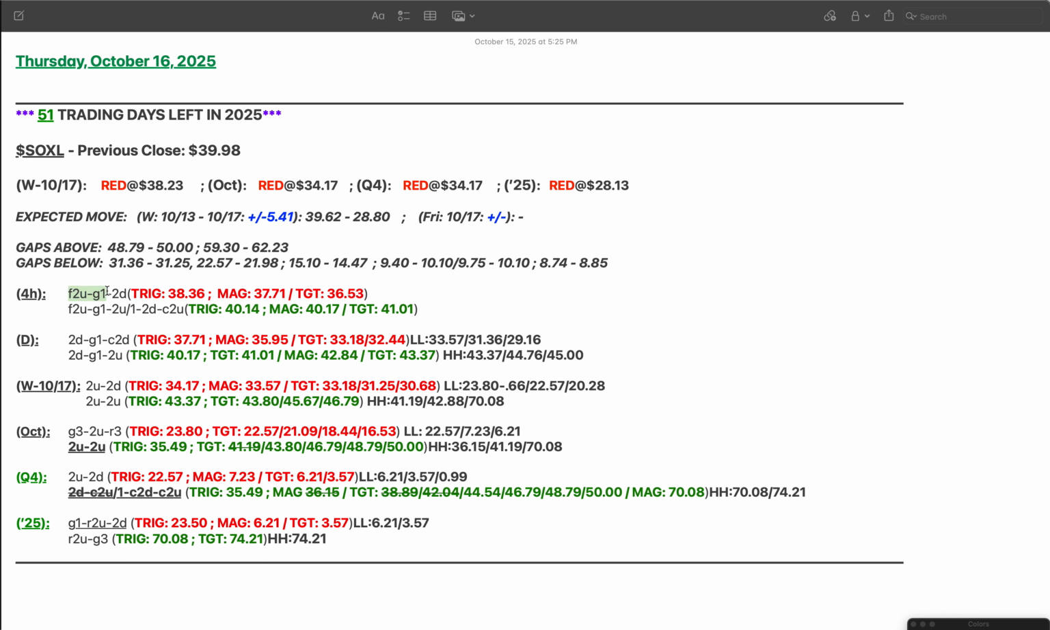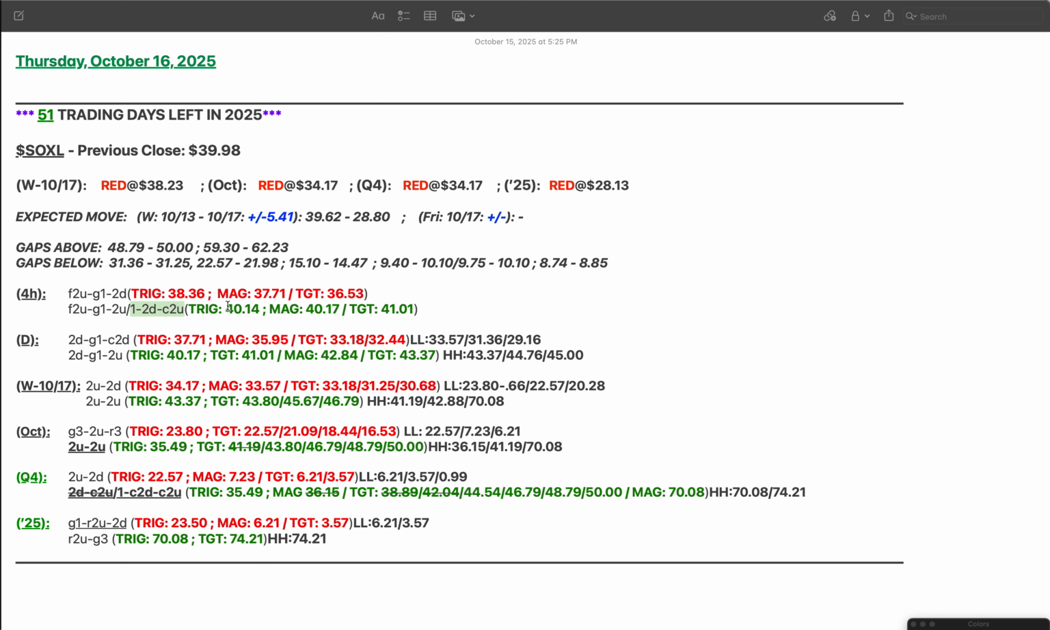But looking at the 4-hour chart, if we do get price action to the downside in the first 4-hour candle tomorrow, that triggers the failed to up green 1-2 down, triggering at 38.36 with a magnitude of 37.71 and an extended target of 36.53. If we do go to the upside, it's a failed 2 up, green 1-2 up. That triggers at 40.14 with a magnitude of 40.17, but that 40.17 then triggers the 1-2 down combo 2 up.